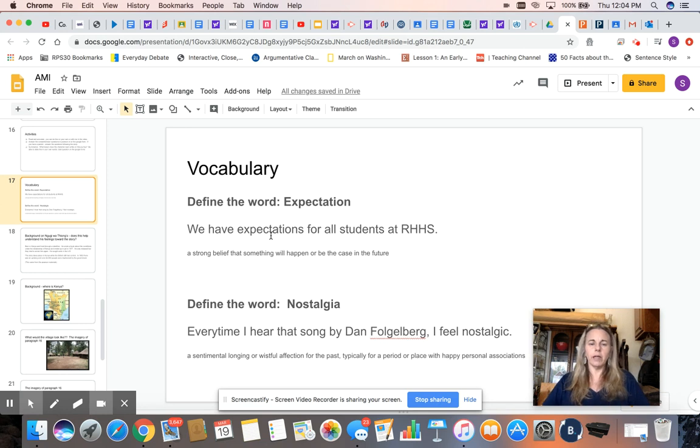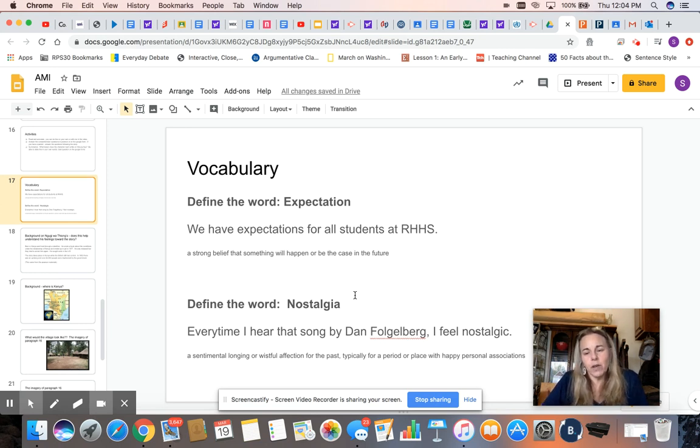Okay, so a strong belief that something will happen or be the case in the future. So that's what expectations are. The next word, nostalgia. This is one of my favorite words. It's kind of a sad word, though. Here's our example. Every time I hear that song by Dan Fogelberg, I feel nostalgic.